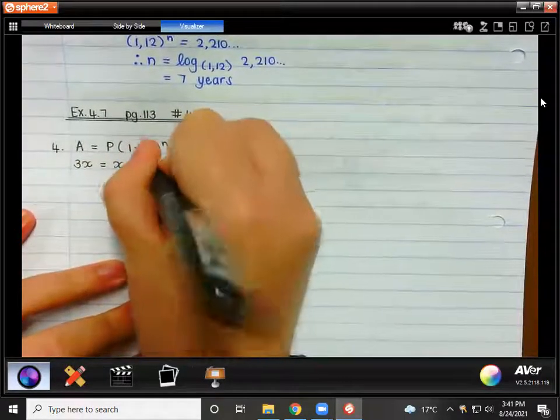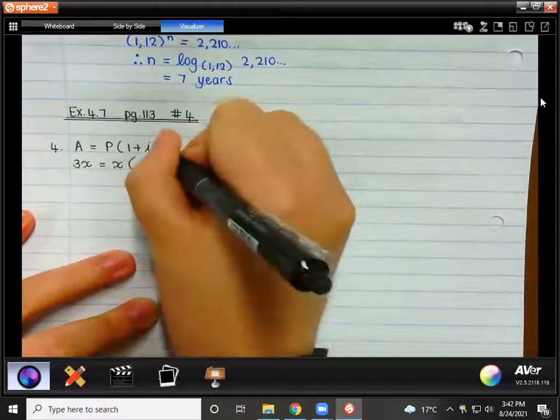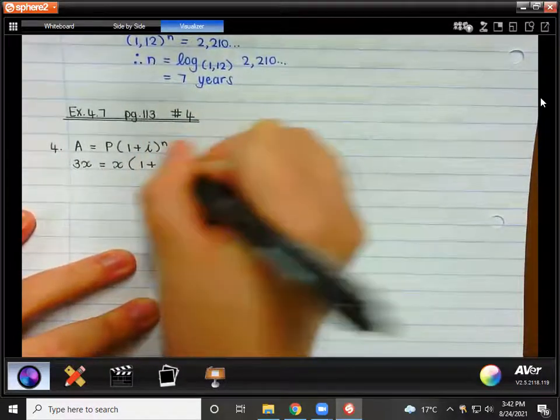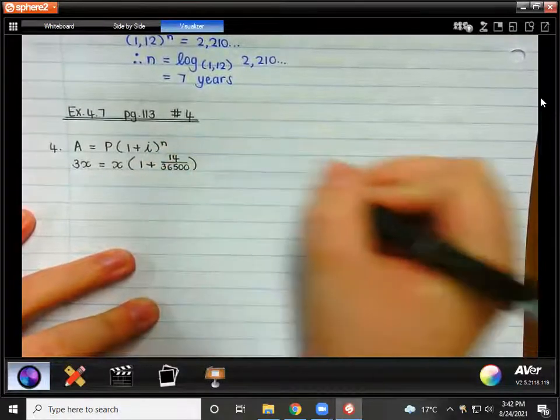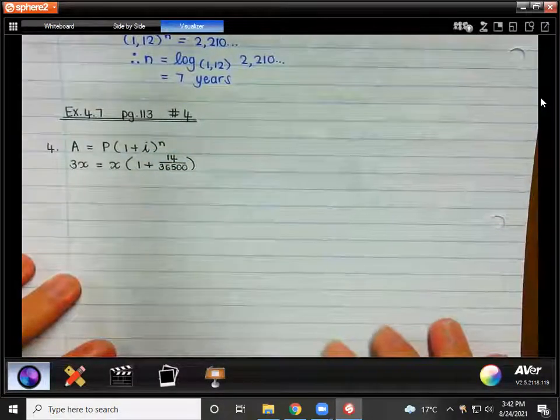1 plus. And guys, we are just using 365 as the number of days in a year, okay? We are ignoring the fact that leap years are a thing.